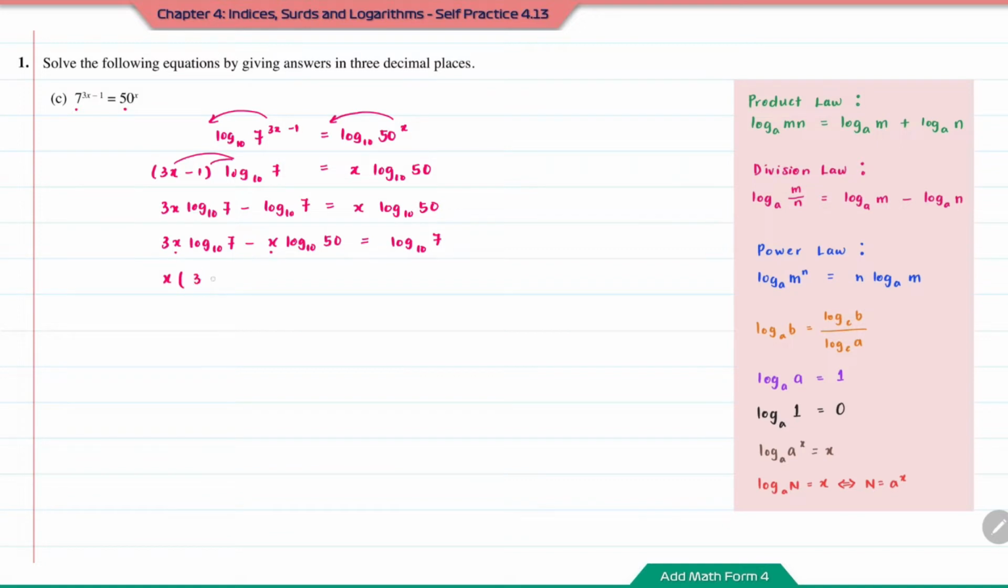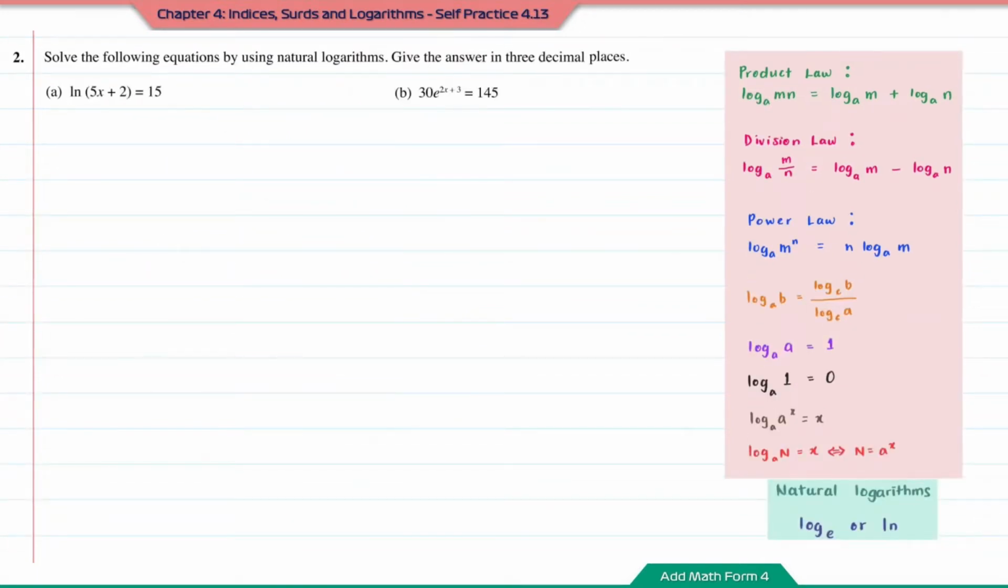So the x here is on both terms, so we can factorize it. So x bracket, 3 times log base 10 of 7 minus log base 10 of 50 equals log base 10 of 7. To solve for the x, it will be log base 10 of 7 divided by 3 times log base 10 of 7 minus log base 10 of 50. So solve this using a calculator and you'll find the answer is equal to 1.010.